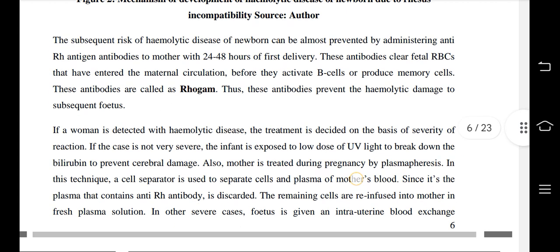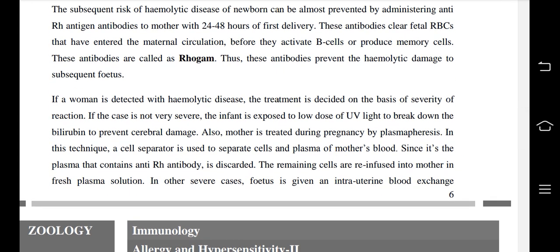If a woman is detected with hemolytic disease, the treatment is decided on the basis of the severity of the reaction. If the case is not very severe, the infant is exposed to low doses of UV light to break down the bilirubin to prevent cerebral damage. Also, the mother is treated during pregnancy by plasmapheresis. In this technique, a cell separator is used to separate the cells and plasma of the mother's blood. Since it is the plasma that contains the anti-Rh antibody, it is discarded. The remaining cells are reinfused into the mother in a fresh plasma solution.